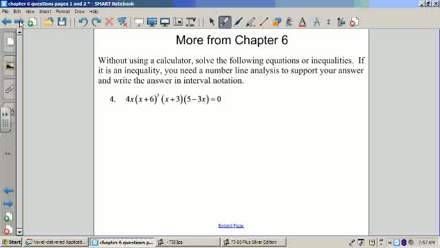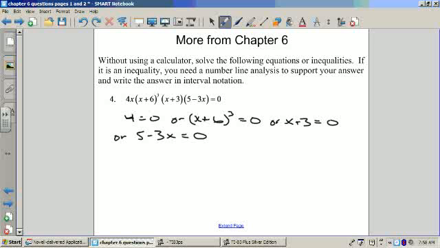4x times x plus 6 cubed times x plus 3 times 5 minus 3x equals 0. If a product is equal to 0, one of the factors has to be equal to 0. So either 4 equals 0 or x plus 6 cubed equals 0 or x plus 3 equals 0 or 5 minus 3x equals 0. Well, 4 can't be equal to 0.